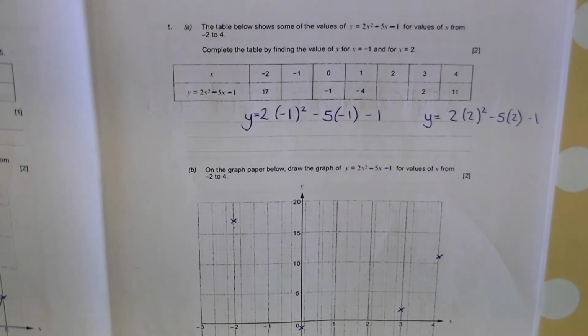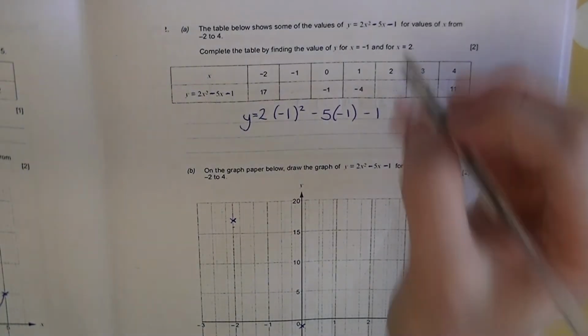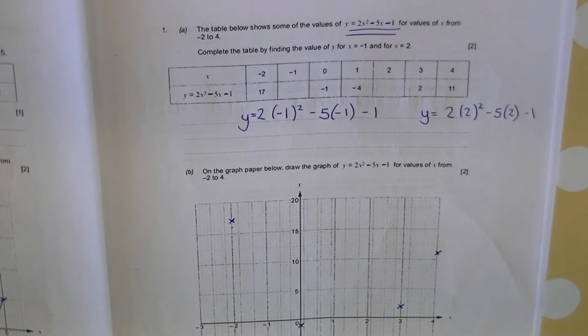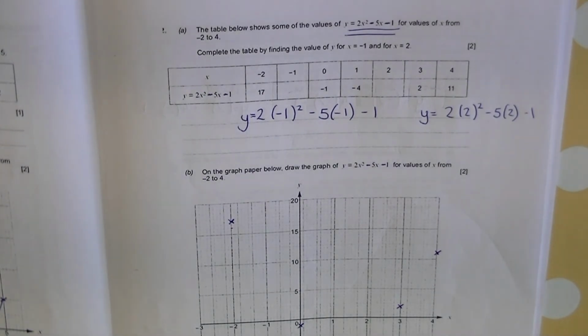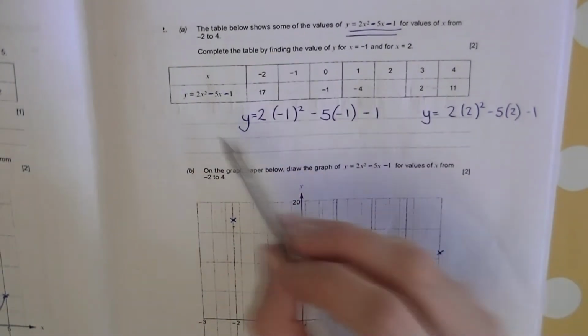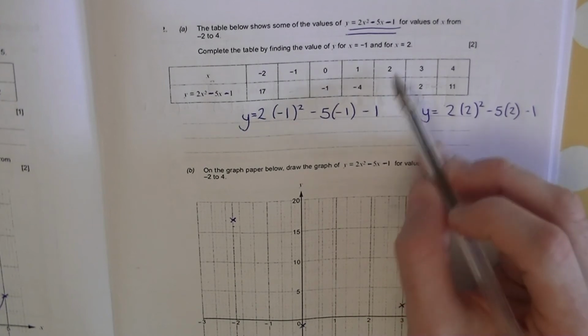Again, I'm going to stop and take a little bit of time on this one. Apologies that some of those minuses didn't come out, but what we're drawing here is y equals 2x squared minus 5x minus 1. I'm going to start by working out the missing number here, when x is 2. What is y when x is 2?